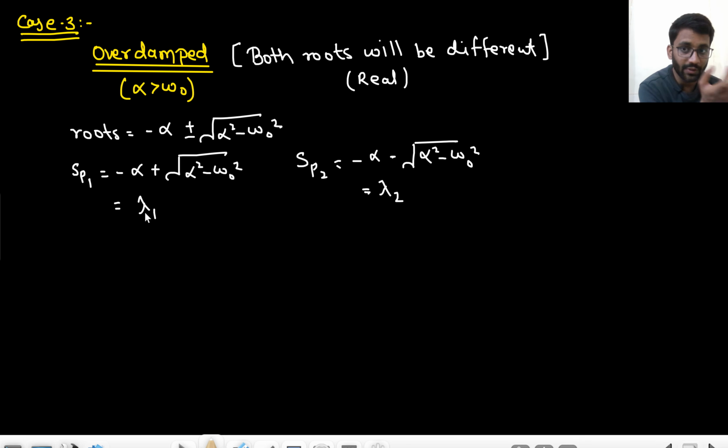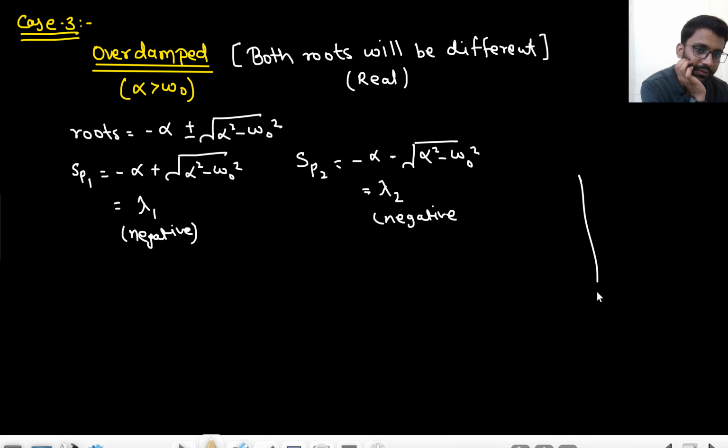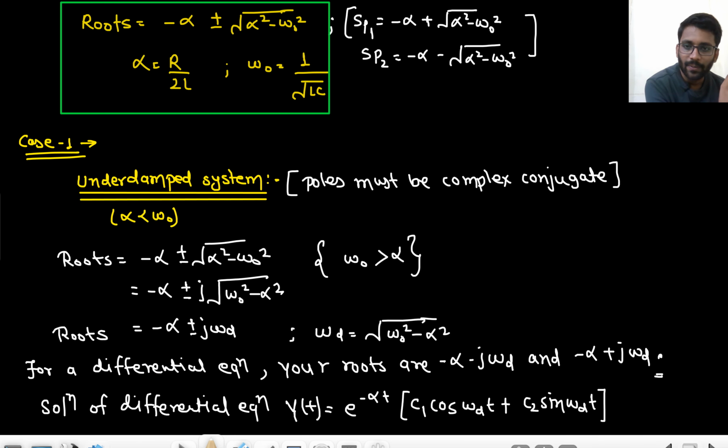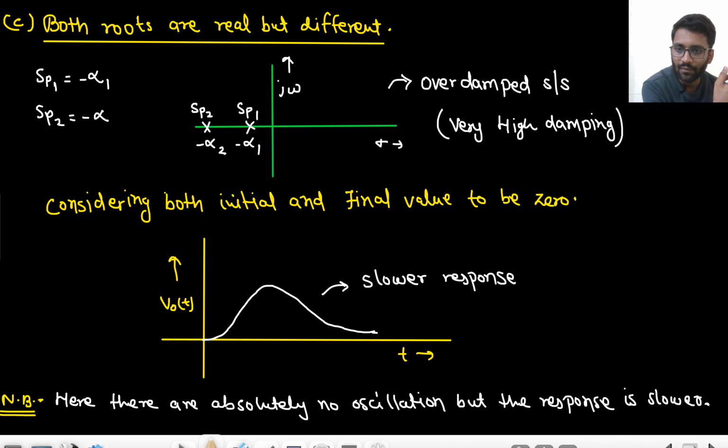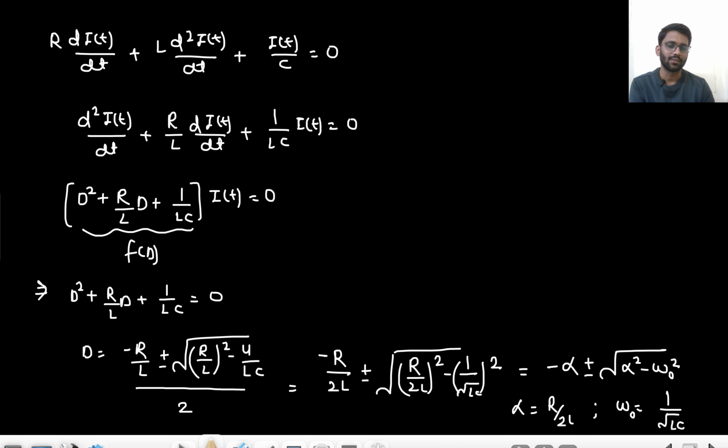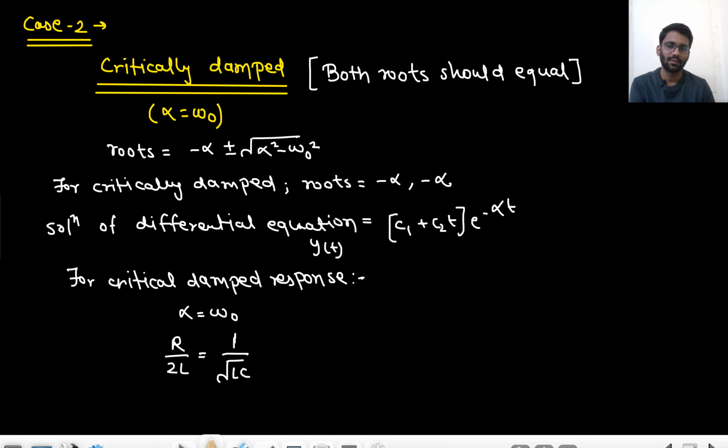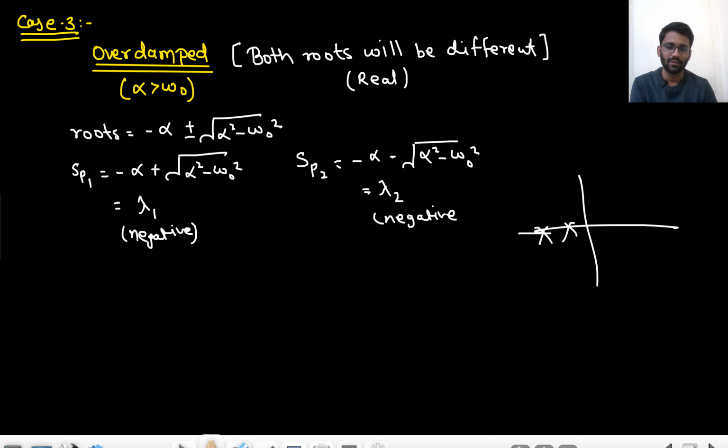But these values will be negative. Are you getting my point? Alpha 1 will be negative, and this will also be negative. Why is it negative? When we draw the graph, what did we say? This is the first root, this is the second root. This is the graph for both roots real but different. Minus alpha 1, this is minus alpha 2. So negative roots are there, no? The values will be negative.